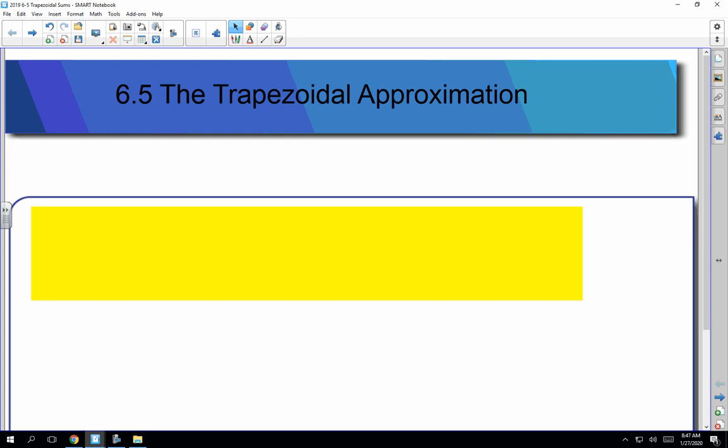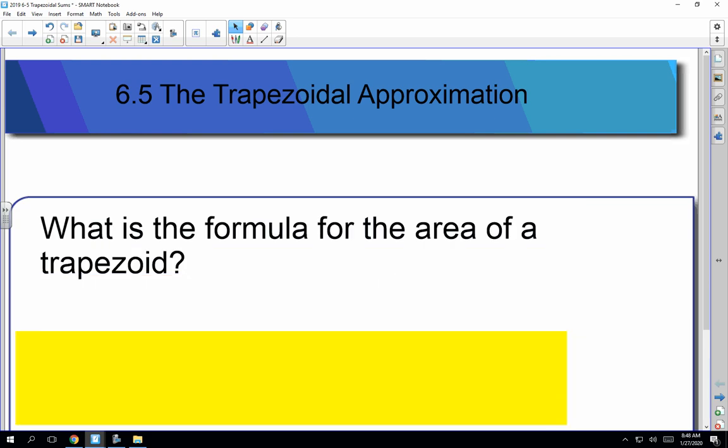Okay. So the trapezoidal approximation is one that tends to show up on every AP exam in free response somewhere. It's one part of one. So let's go ahead and review. What is the area formula for a trapezoid? And I'll show you how they work with curves.